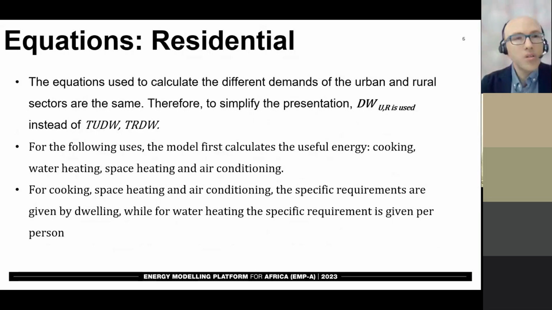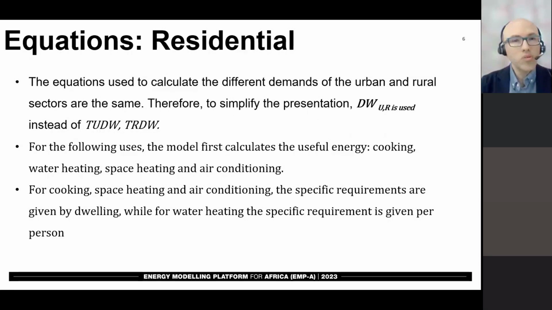Then the equations used to calculate the different demands. That's a remark: the equations used to calculate the different demands of the urban and rural sectors are the same, and therefore, to simplify the presentation, we will just use dwelling instead of urban and rural dwellings. We will use the same equations for the different types of households.